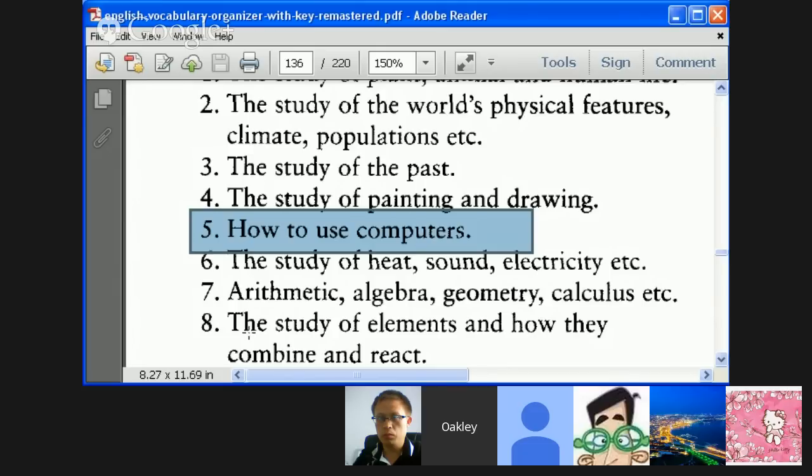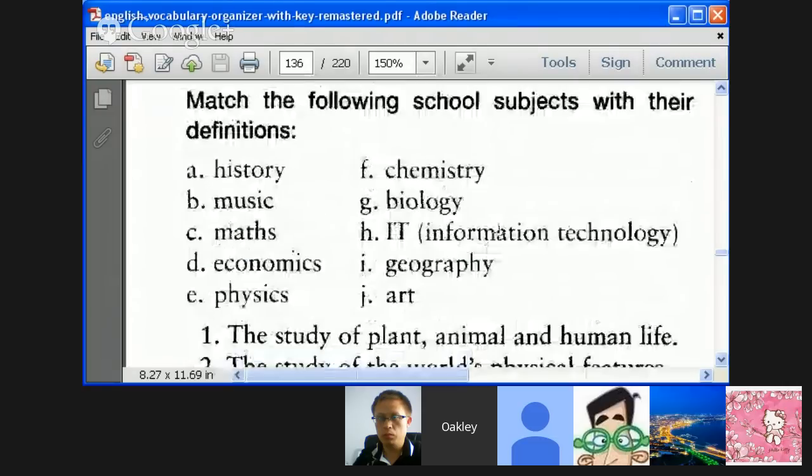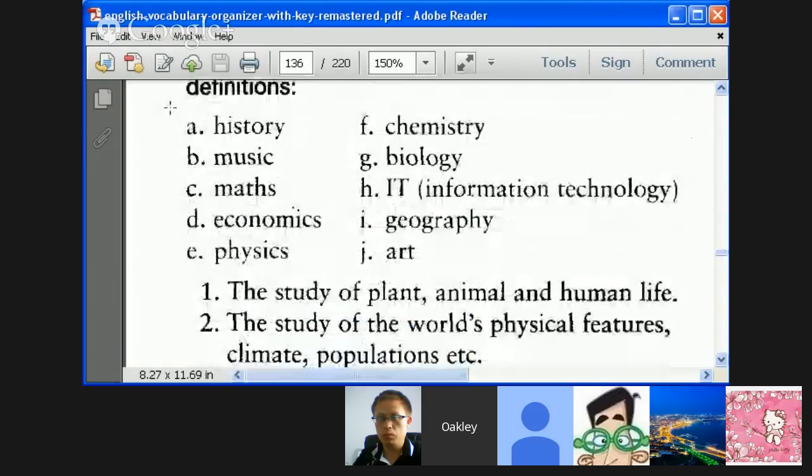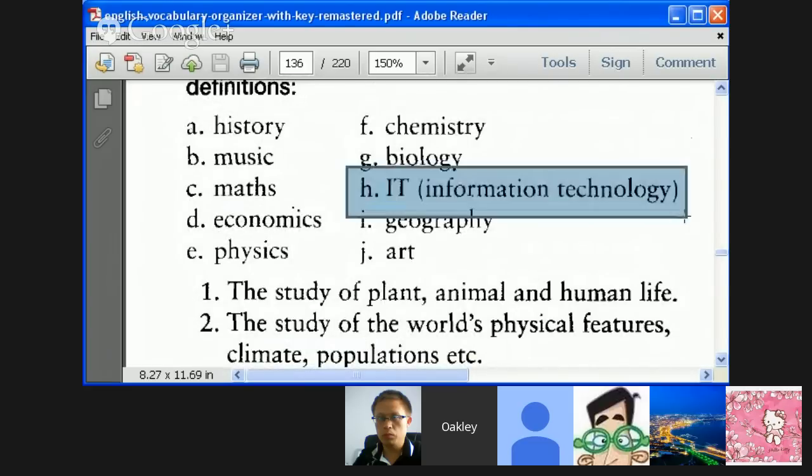Hussein, number 5, please. How to use computers. Okay. Which subject would that be? Computer, IT, information technology. Of course it would be.